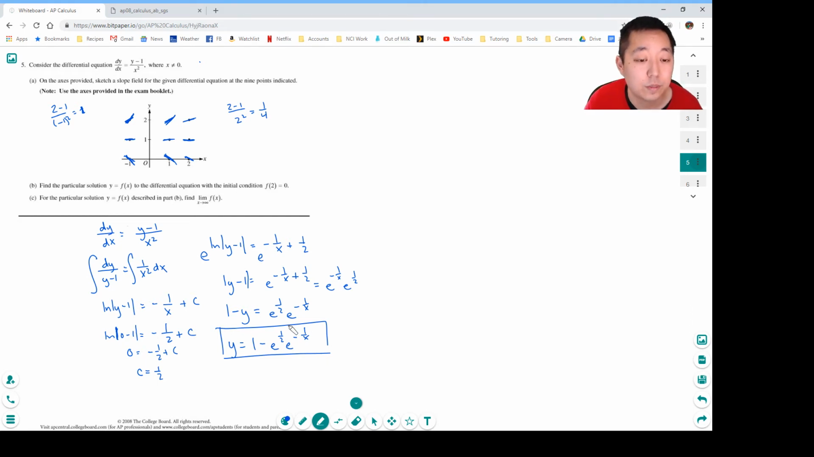And this would work. For the particular solution described in part B, find the limit as x goes to infinity of 1 minus e to the 1 half times e to the minus 1 over x. As this gets really big, 1 over x becomes 0. E to the 0 is 1. So this just becomes 1 minus e to the 1 half.